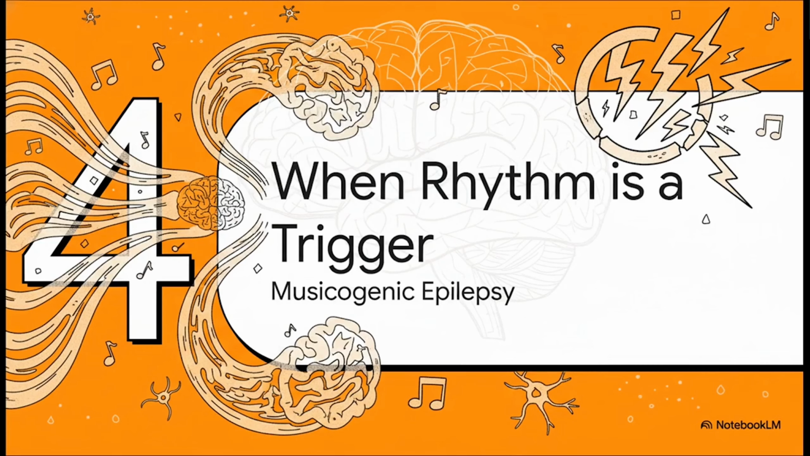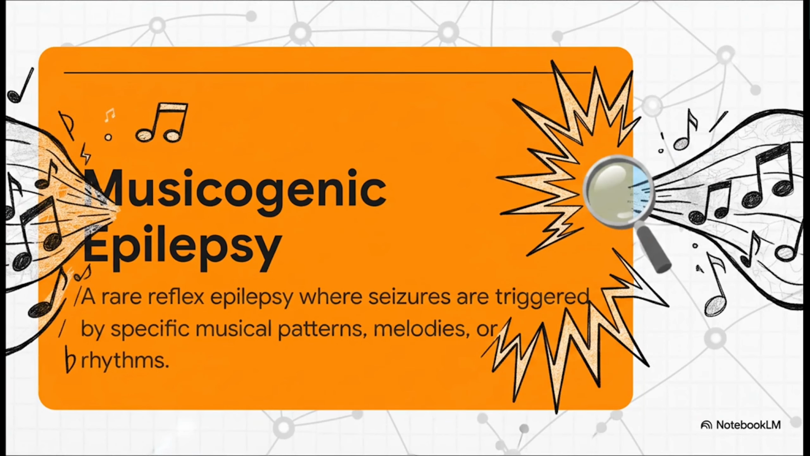But this brings us to a really stark and fascinating paradox. Because while music can be an amazing tool for regulating the brain, for a small number of people, it can be the very thing that disrupts it. This condition is called musicogenic epilepsy. And yeah, you heard that right. It's a rare type of reflex epilepsy, where seizures aren't random. They are consistently set off by a specific trigger. And in this case, that trigger is music. The very same patterns that can bring order and pleasure can, for these individuals, actually trigger a seizure.